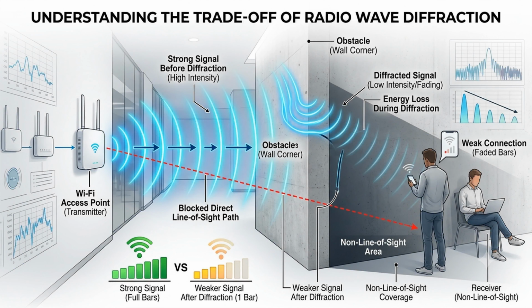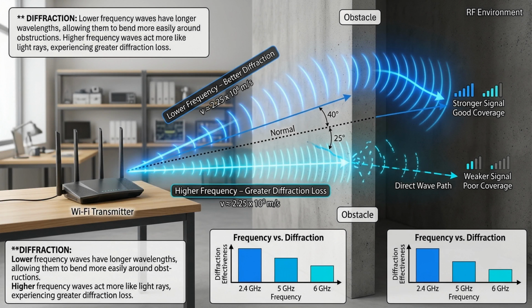However, diffraction comes with a trade-off. As radio waves bend around obstacles, they lose some of their energy, resulting in weaker signals. The amount of loss increases as the signal frequency increases. This means higher frequency signals are generally less effective at diffracting around obstacles.